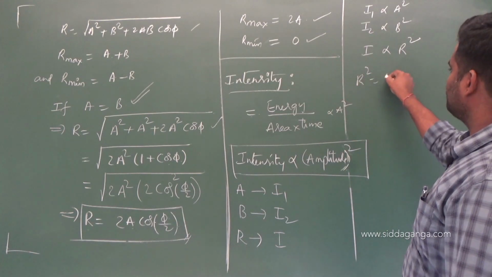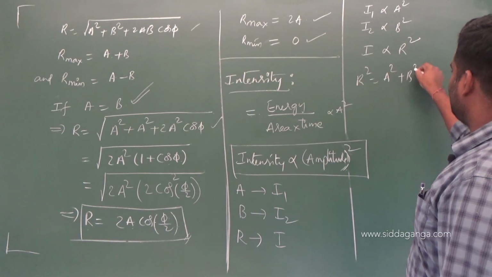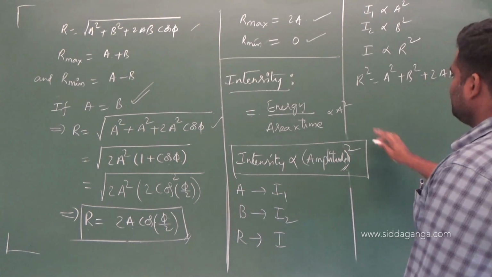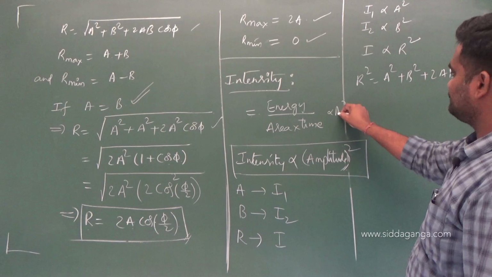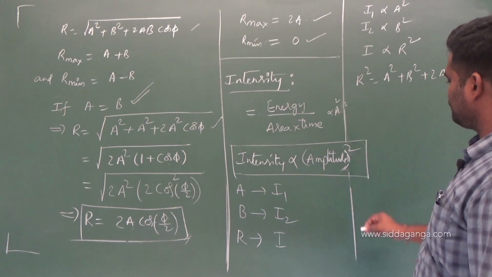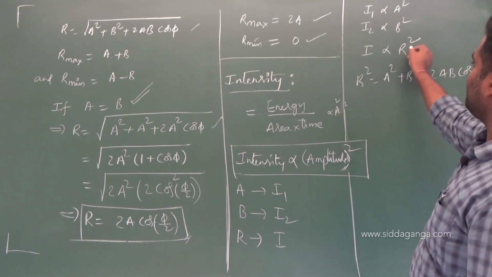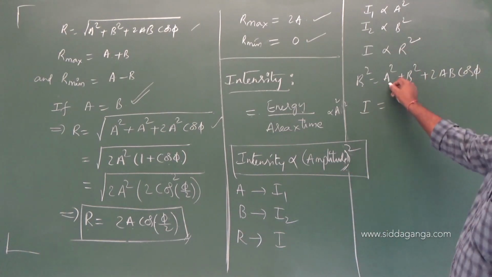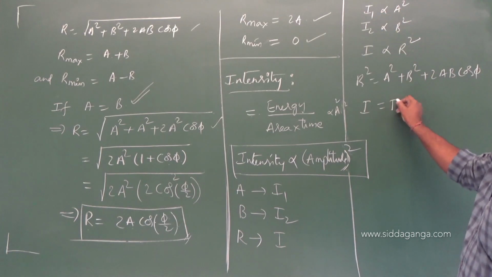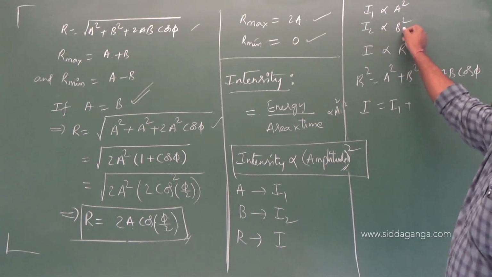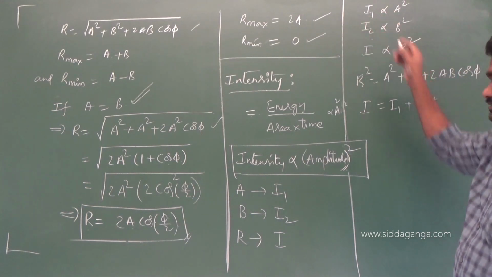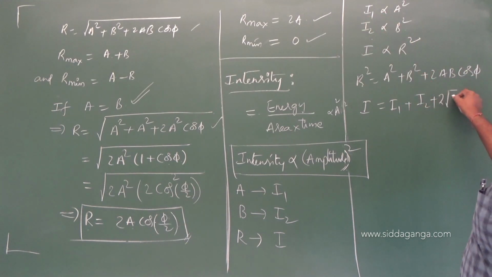So this equation will take what form? R square equals A square plus B square plus 2AB cos phi, right? Now I am going to rewrite this equation. In place of R square I can substitute the resultant intensity I. A square means I1, B square means I2, and A can be written as root I1, so this is 2 root I1 into root I2 into cos phi.